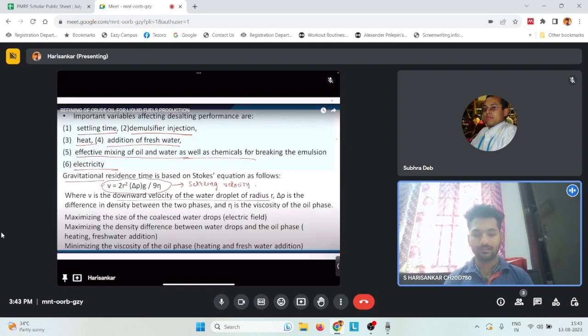So just running through these formulas. In the case of gravity settling, V is the settling velocity, R is the radius of the water droplet.